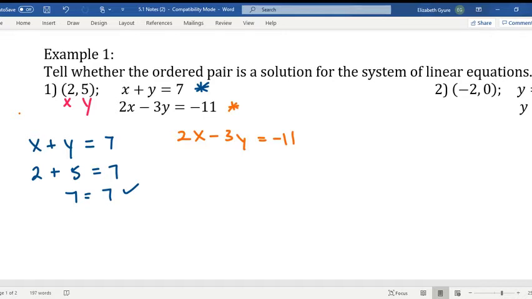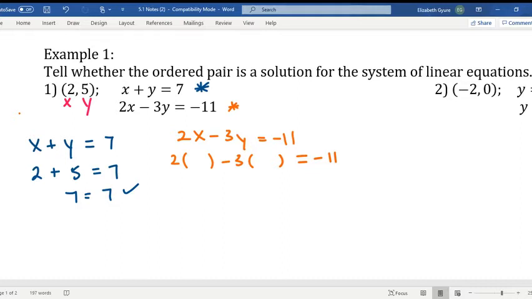Now this one, isn't there a lot going on in this problem? I would use some parentheses here. So let's rewrite this one with, instead of our letters, we're going to put our blank parentheses so we can make sure things get plugged in correctly. So I'm going to put 2 blank parentheses minus 3 blank parentheses equals negative 11.